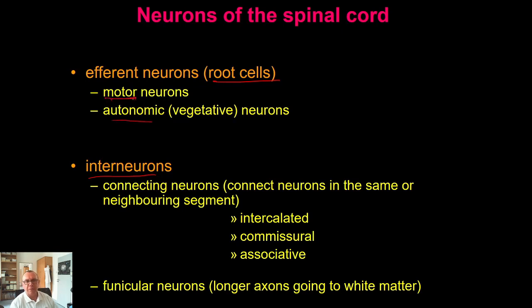Motor neurons are much bigger, and they are situated in ventral horns. Motor neurons, or bodies of motor neurons, are situated in ventral horns. Autonomic neurons are smaller, and their bodies are situated mostly in the central gray matter, and also, if present, in lateral horns.